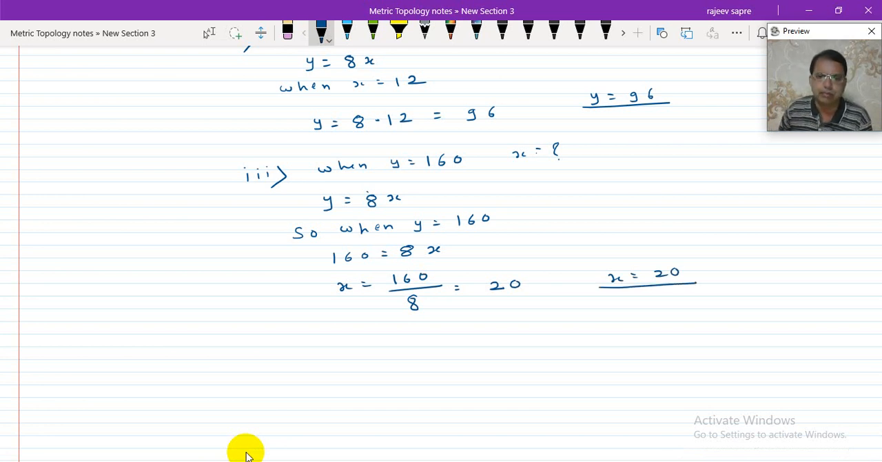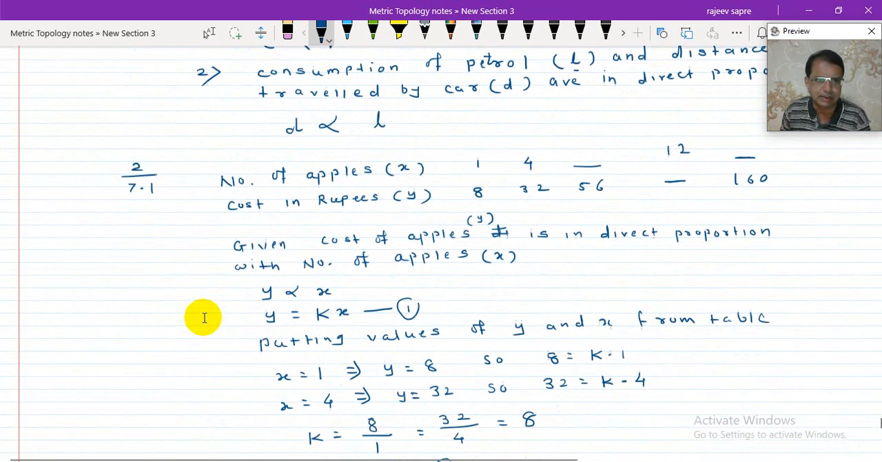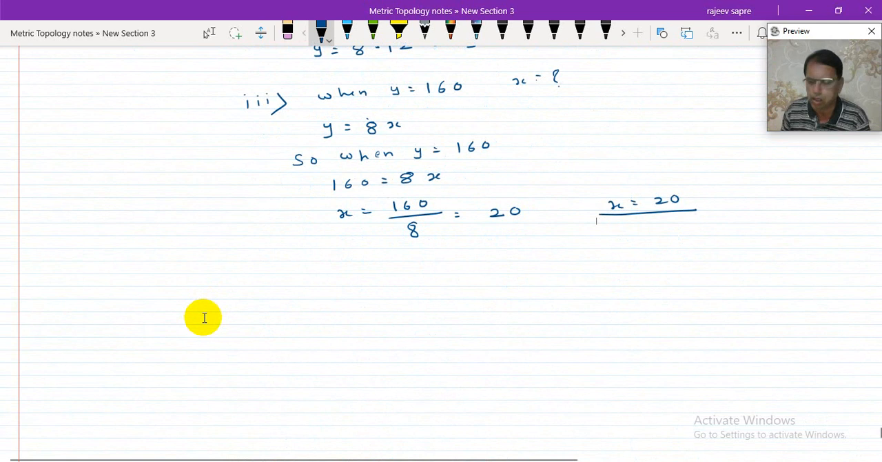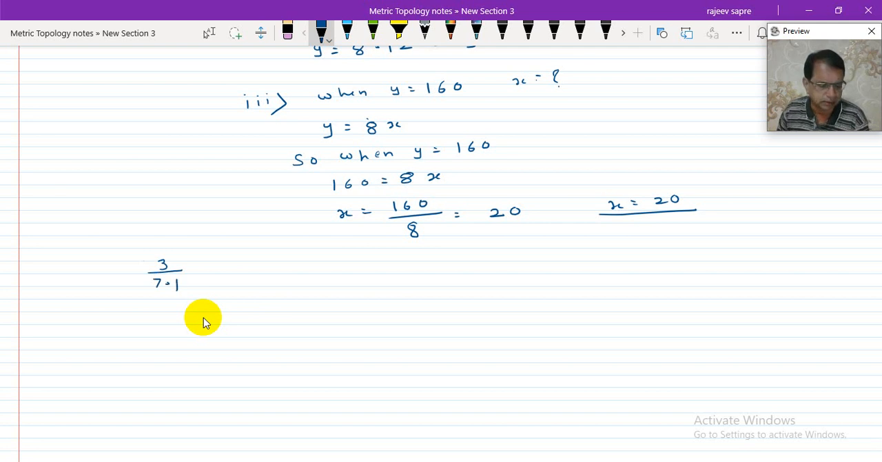So now with the knowledge that x and y are in direct proportion, we can calculate y when x is given and x when y is given. So all these things we know. Okay, now this is the third problem. Here I have written 3/7.1. But remember that I am not going to solve each problem from the textbook. It is your responsibility. Only some problems I will demonstrate.